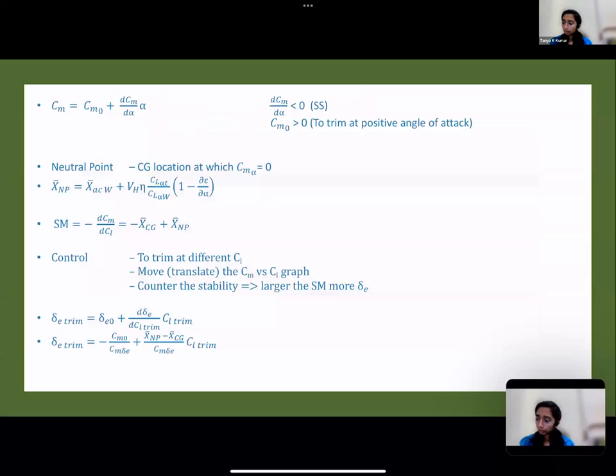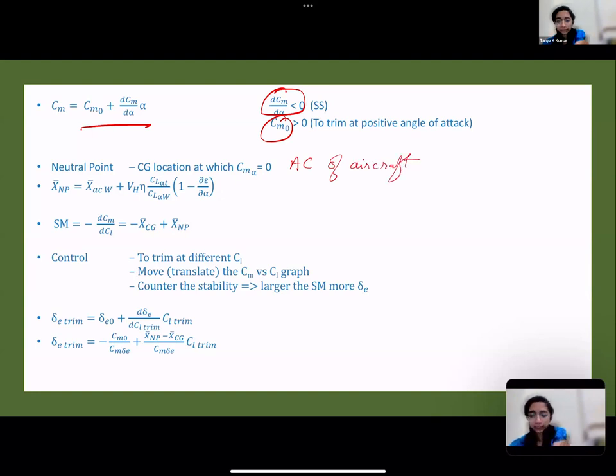Okay, now let's go to the contents of week 6. So this is just a revision of what we discussed in the first 4 weeks. Cm is the pitching moment equation. We have used this equation, we know, Cm naught plus dCm by d alpha into alpha. The only condition for stability is that Cm alpha should be less than 0. Cm naught should be greater than 0 to trim the aircraft at positive angle of attack. Okay. Neutral point is defined as the CG location where Cm alpha is 0. That is, pitching moment is independent of angle of attack, similar to aerodynamic center. So AC of aircraft. Neutral point is nothing but the AC of the aircraft.